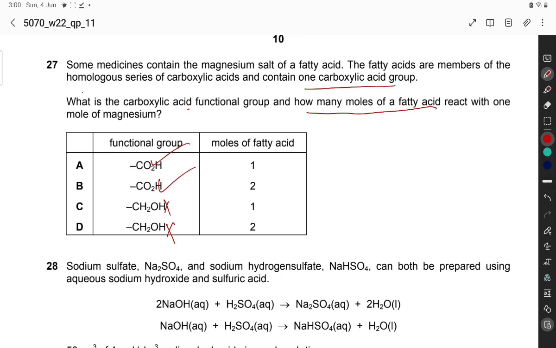1 mole of magnesium. So you know this is fatty acid CO2H plus magnesium gives CO2 Mg plus H2. So 2 moles of fatty acid.